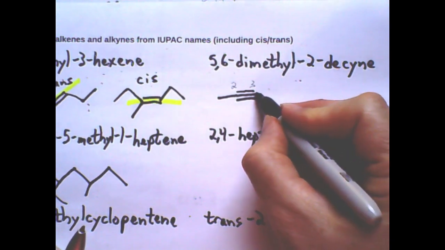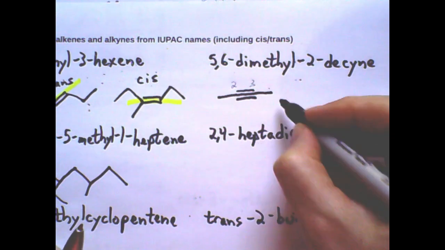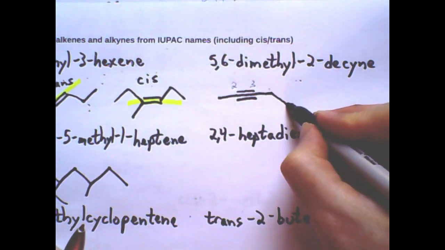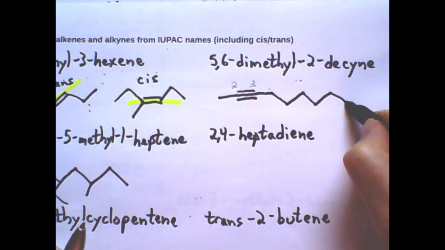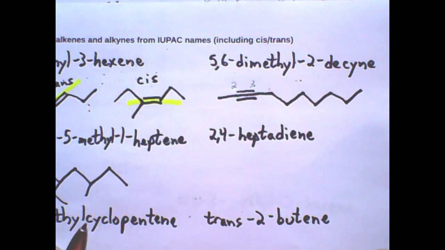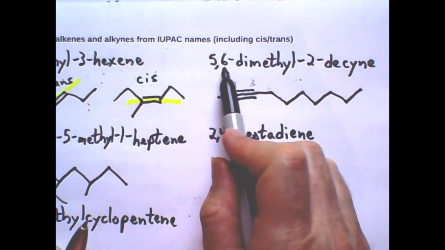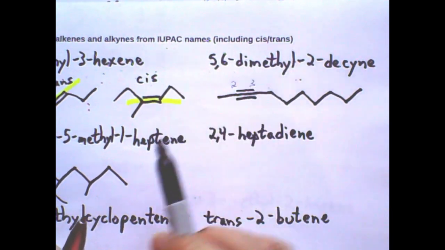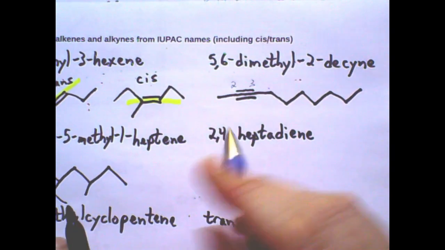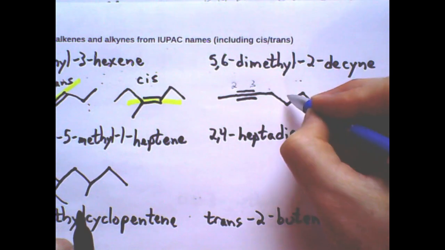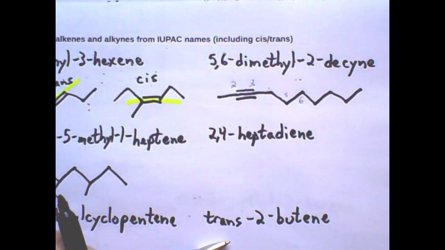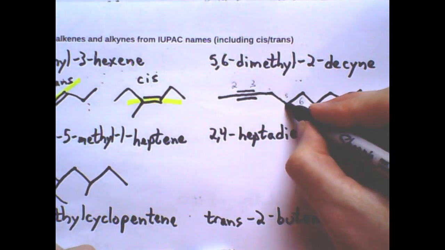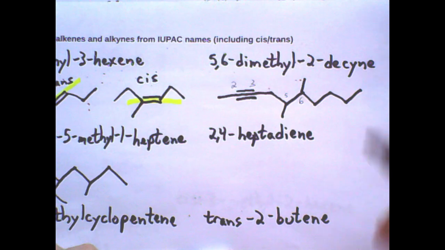I'm going to continue on. 4, 5, 6, 7, 8, 9, 10. And at 5 and 6, I have to place methyl groups. So 3, 4, 5, and 6. Methyl, methyl.